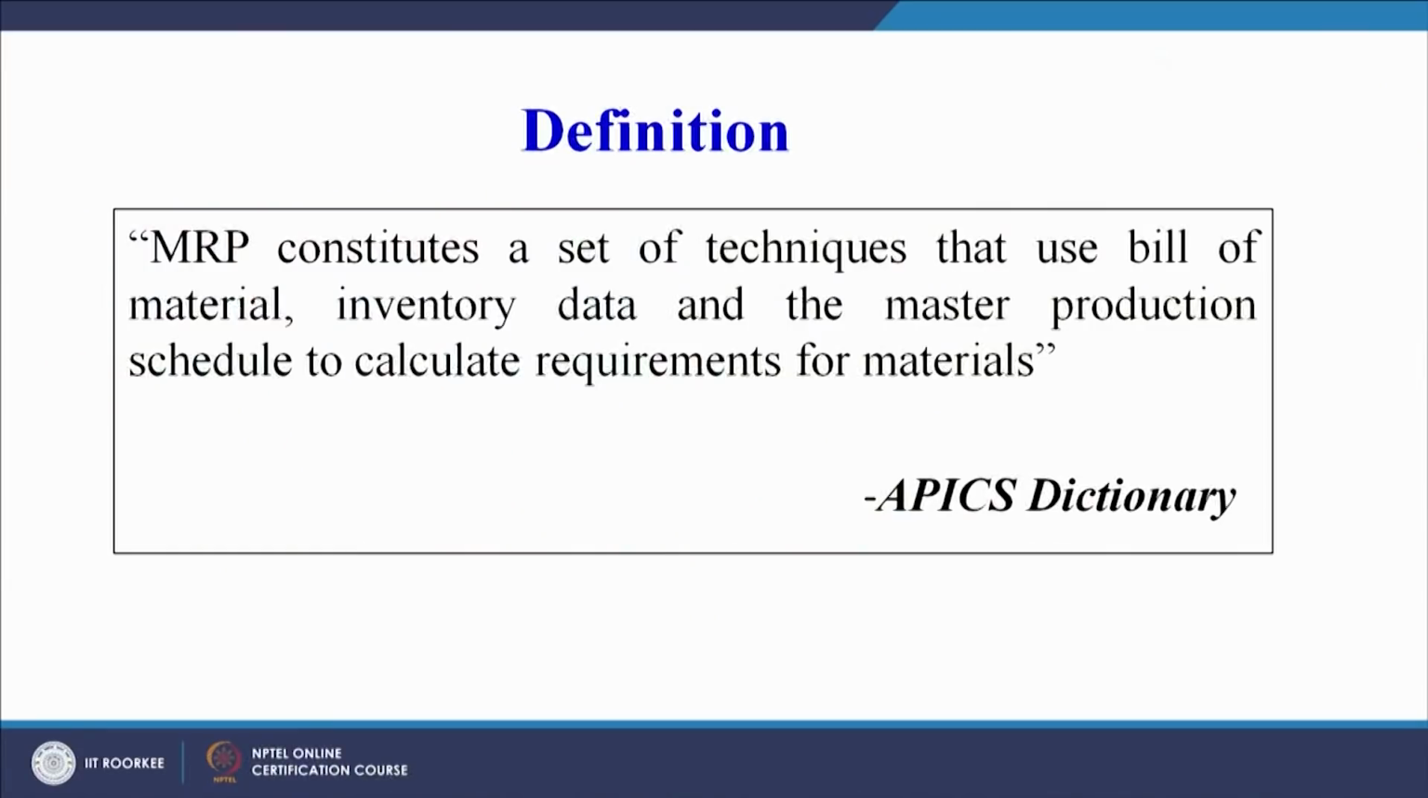As per the APICS dictionary, MRP constitutes a set of techniques that use bill of material, inventory data and the master production schedule to calculate the requirements for materials. Now some of you may be wondering that it is a very complicated definition, or maybe there are a number of words that we do not know in this definition. Yes, true, some of the words may be new, as for example the bill of material. So we are going to understand what we mean by bill of material.